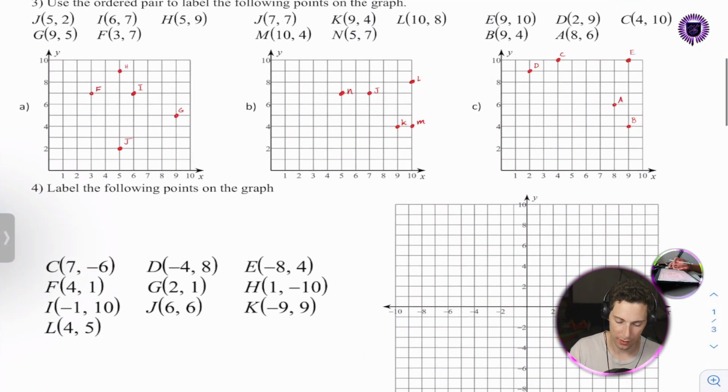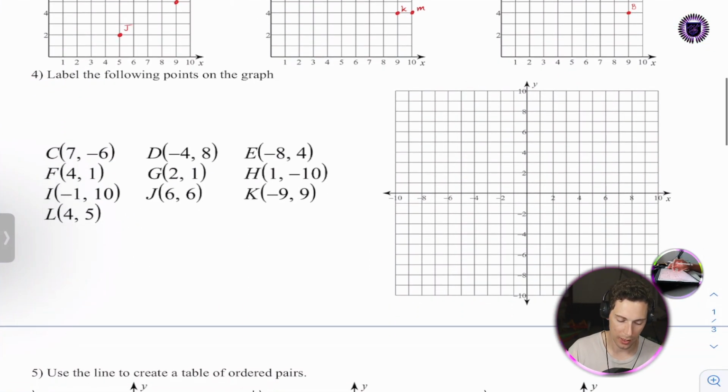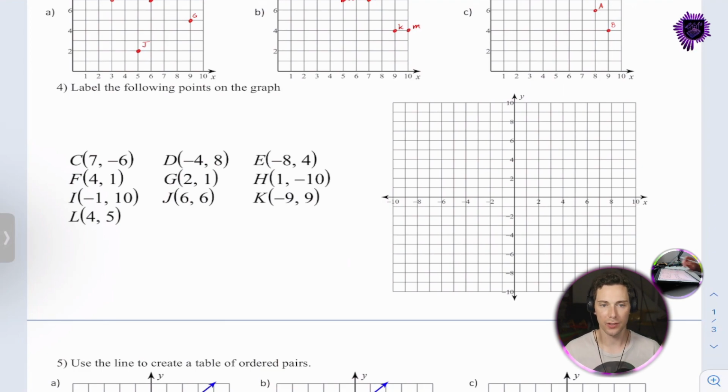Not very hard. Good practice. All right, so next one, label on the graph. So now these are just a bit bigger. Now it's all 4 quadrants, right?